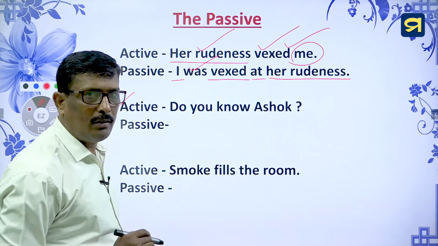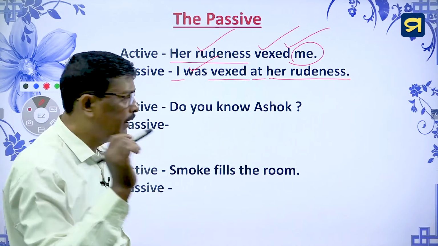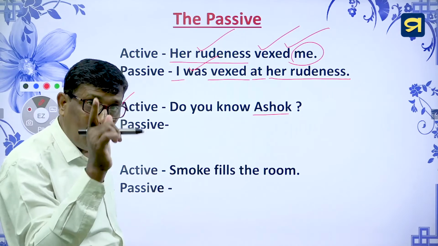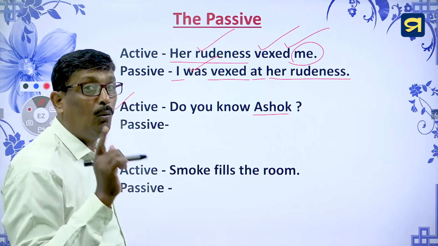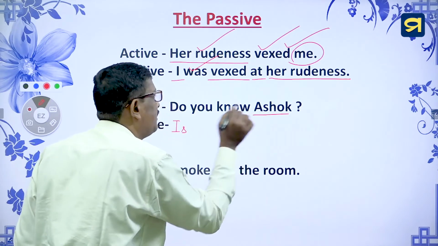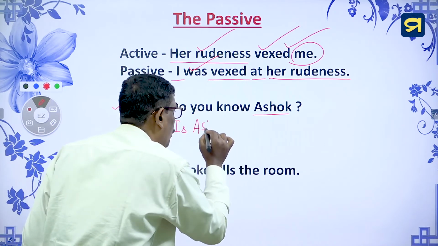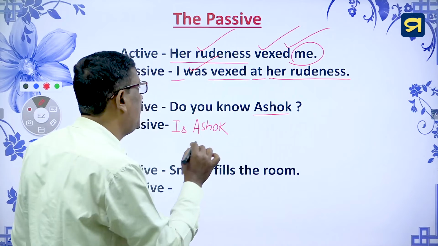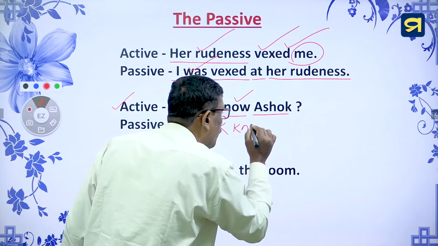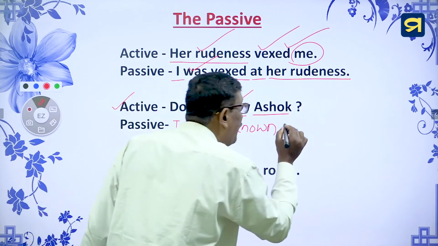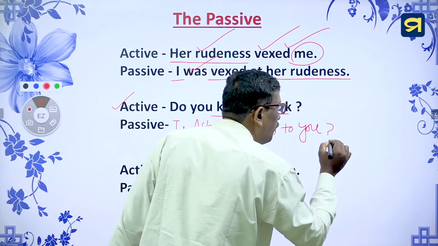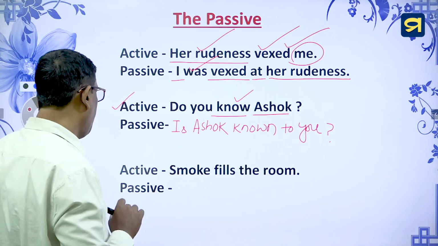Do you know Ashok? Which one is the object in the sentence? Very good. Ashok. As it is in the what? Interrogative sentence. Yes, no interrogative. What will we use? Is. Why? Is is used because Ashok is the subject here. Is Ashok. Then what is the third form of know? Known. Is Ashok known? Followed by to, not by. To. Then you. Then question mark. Okay, did you understand? Next.